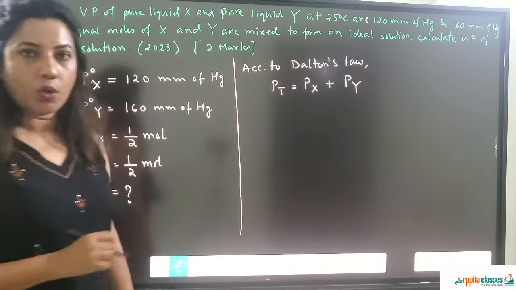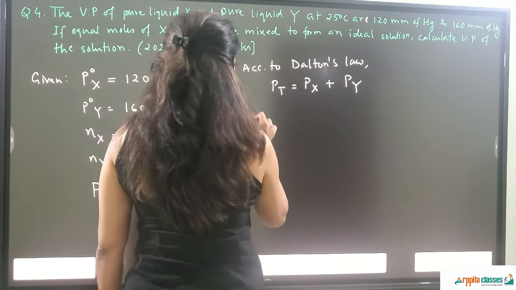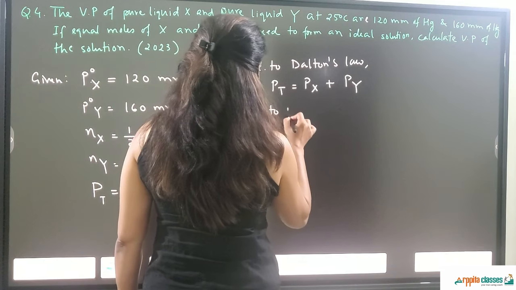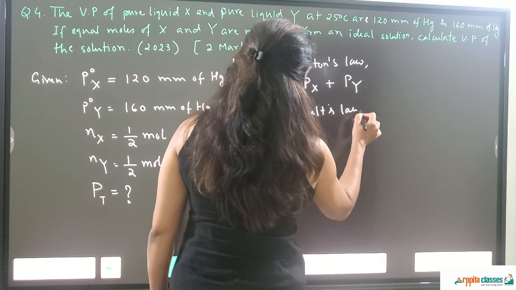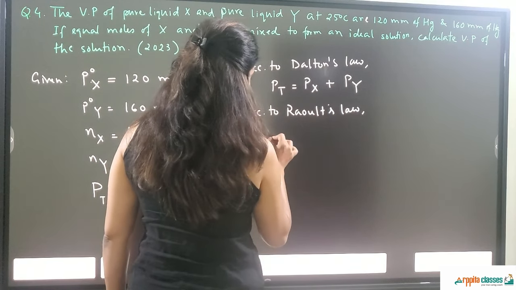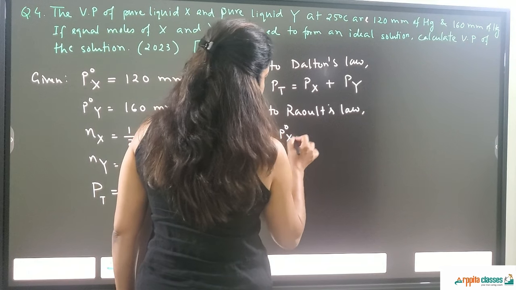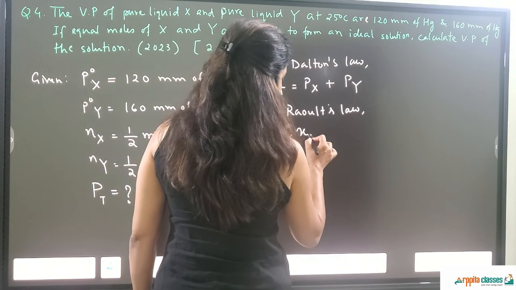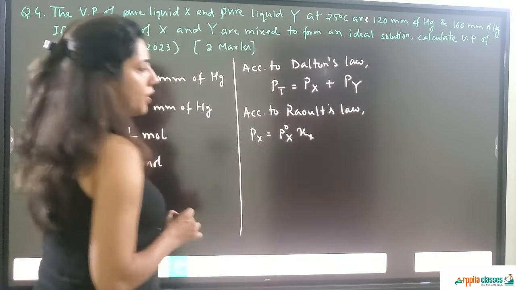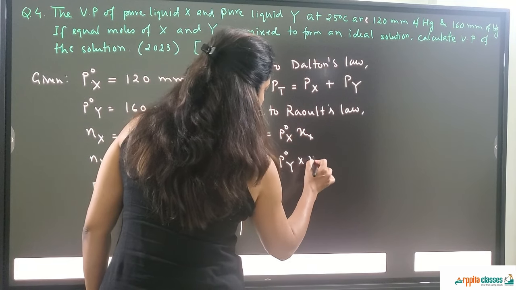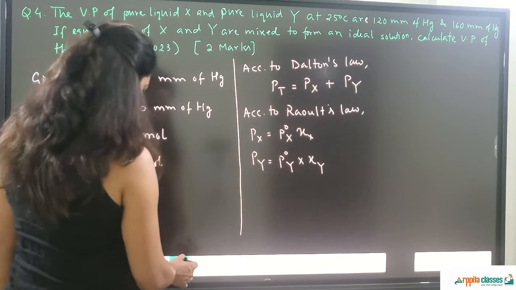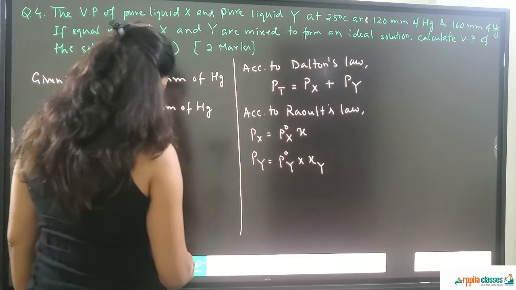This is Dalton's law. Now according to Raoult's law, partial pressure of X is equal to pure vapor pressure of X into mole fraction of X. Similarly, partial pressure of Y is equal to pure vapor pressure of Y into mole fraction of Y. This we know already, as per Raoult's law.